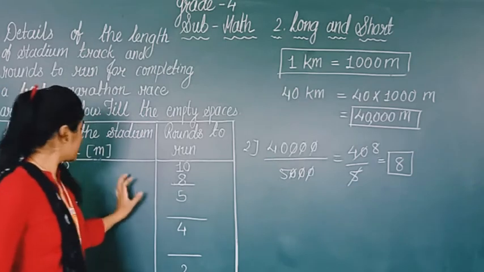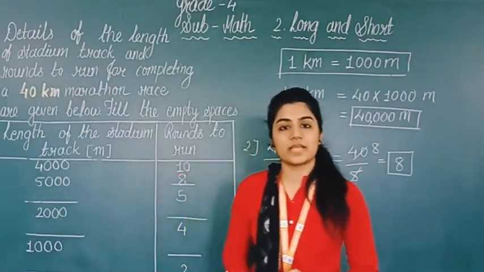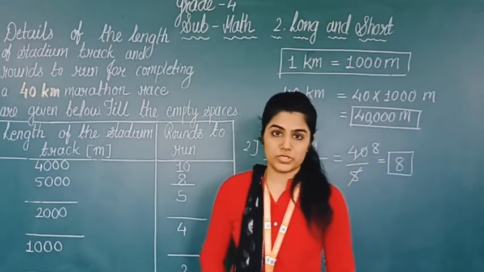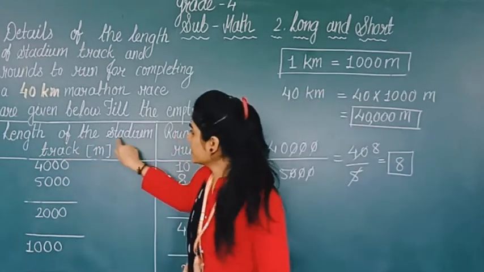Suppose we have found this second number answer 8. आप लोग ऐसा सोचते होंगे कि 8 आंसर कैसे आ रहा? We are having two information. हमारे पास दो information है. कौन सी दो information? Length of the stadium track.